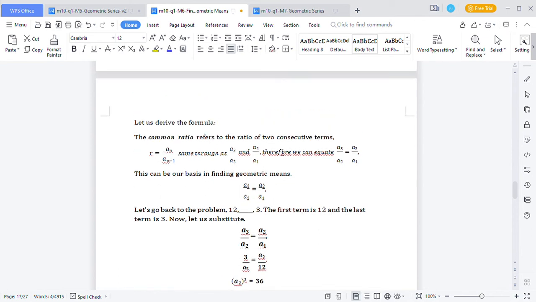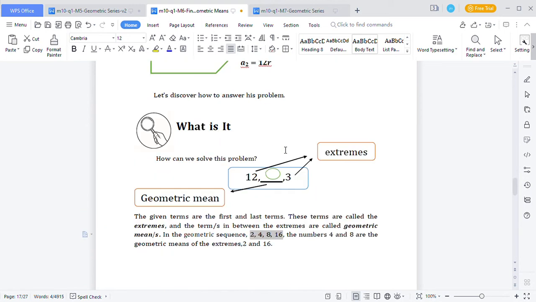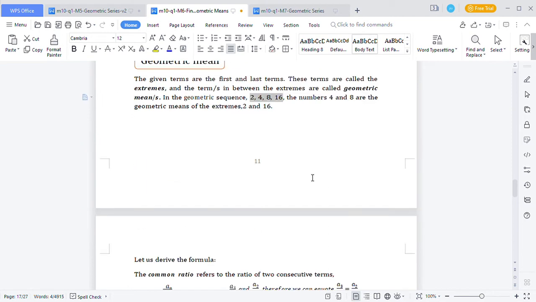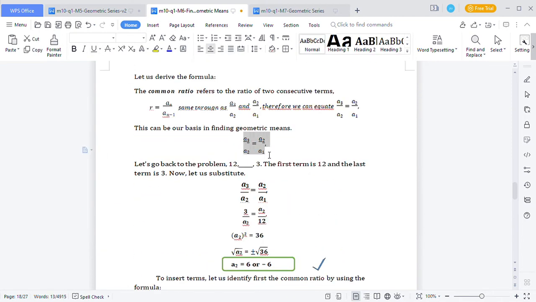Right? To get the common ratio, we divide the second term by the first term, and the third term by the second term. So that is the meaning of this. The third term divided by the second term is equal to the second term divided by the first term, because they are the same. It is a geometric sequence, which means that they have a common ratio, the same answer, because they have the same ratio.